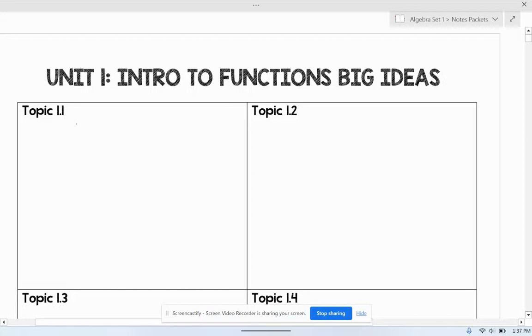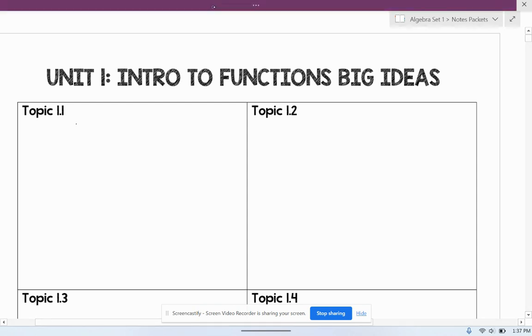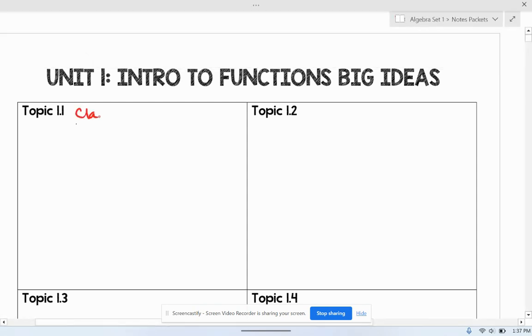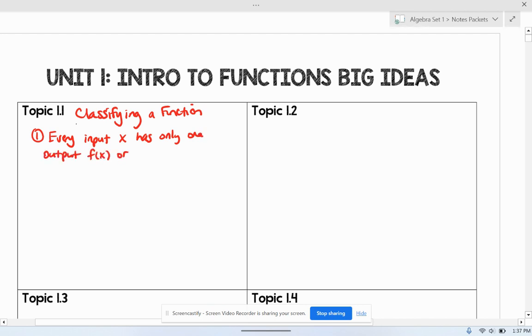Okay, here are the Unit 1 big ideas. So in topic 1.1, we talked about classifying if a relation is a function or not a function. And the big idea is that every input, x, has only one output, f of x or y.